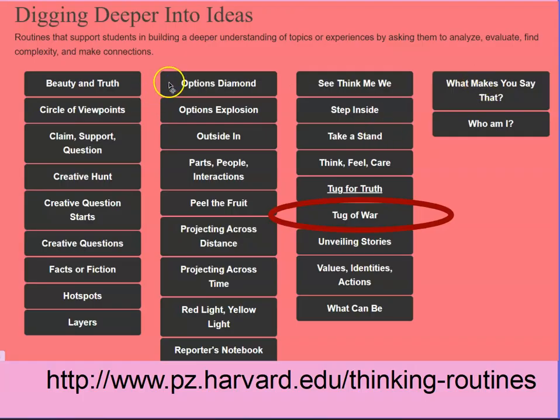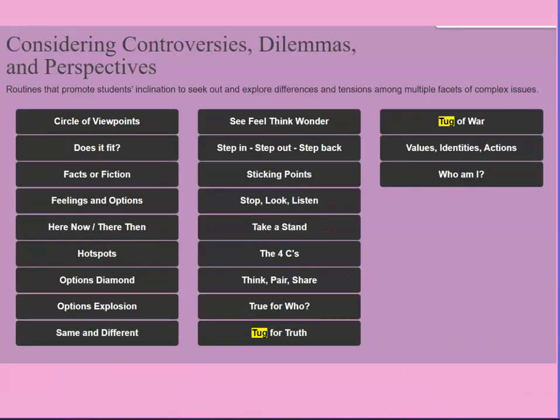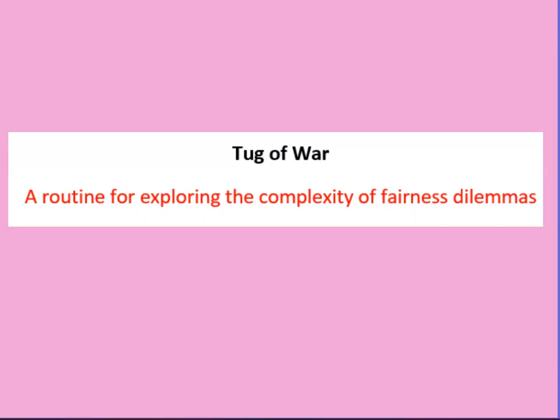Today, we are digging deeper into ideas. We are on Tug of War. Now, last time we did Tug for Truth, and this one is Tug of War. Very similar titles. Again, they're at this location, pz.harvard.edu, etc. Link in the description. Tug of war also occurs in considering controversies, dilemmas, and perspectives. This is a routine for exploring the complexity of fairness dilemmas.